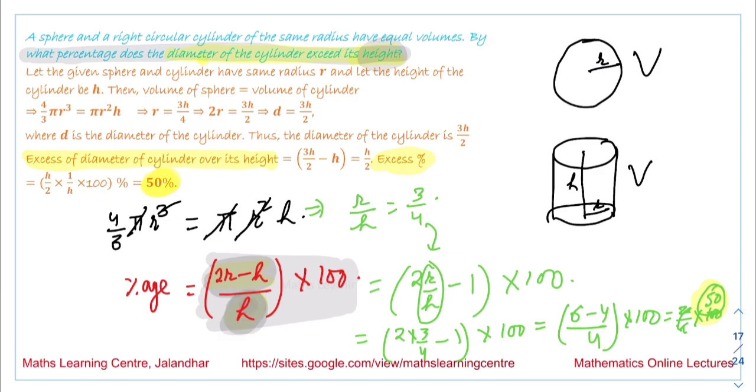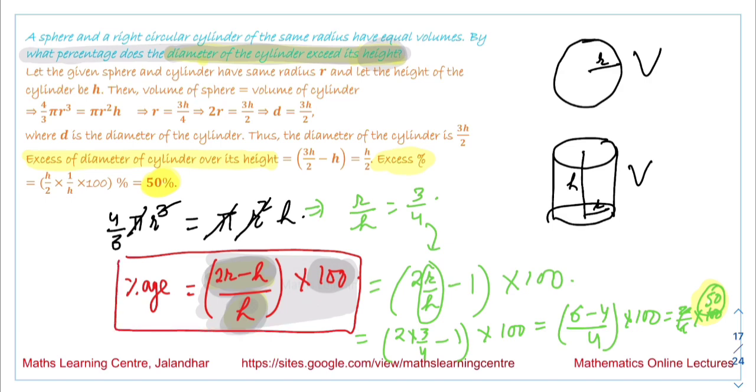So height comes in the denominator part, and what we are trying to calculate is how much is the difference between the diameter and the height. So we are writing 2r minus h in the numerator, and we want to calculate the percentage, so it is percentage over here. So this part is important, how we are writing this part. Rest of the thing, these are just the calculations.